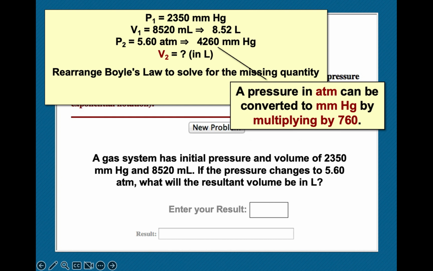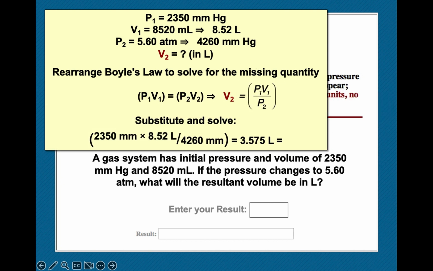Well, with the simple algebra, V2 is P1 V1 over P2. We simply look at our table, substitute in. We get 3.575 liters, 3 significant figures, and there we go. Any questions? Straightforward, Boyle's law.